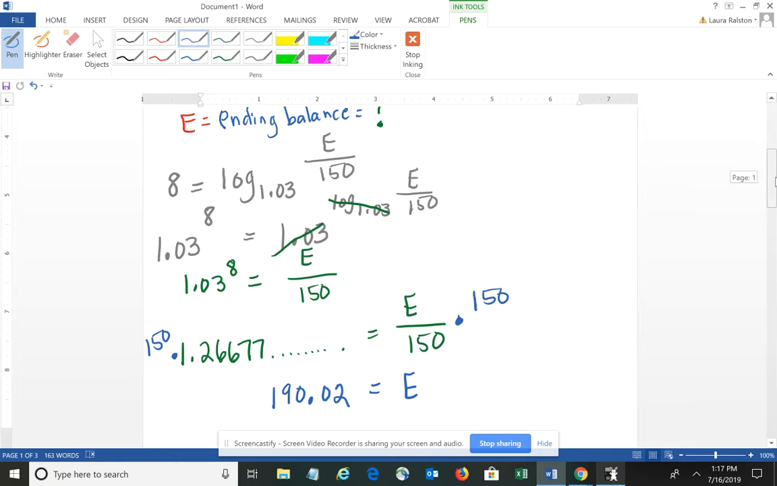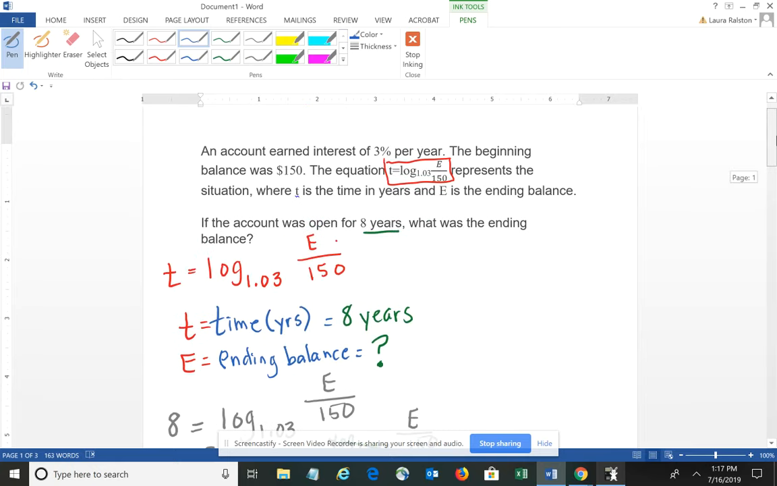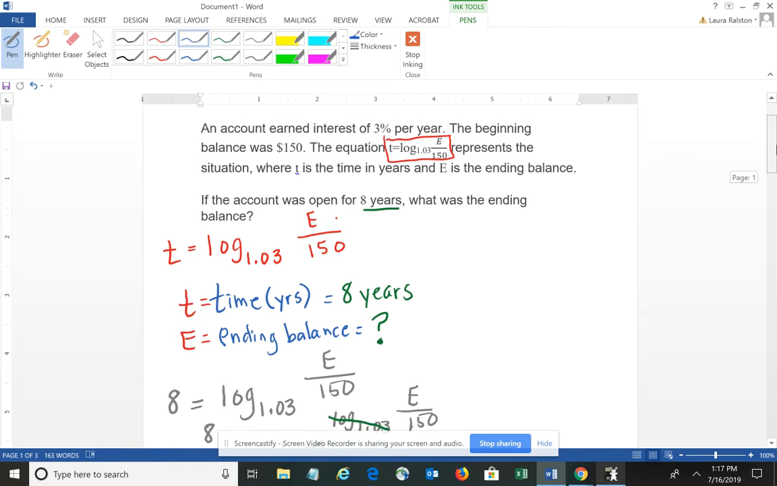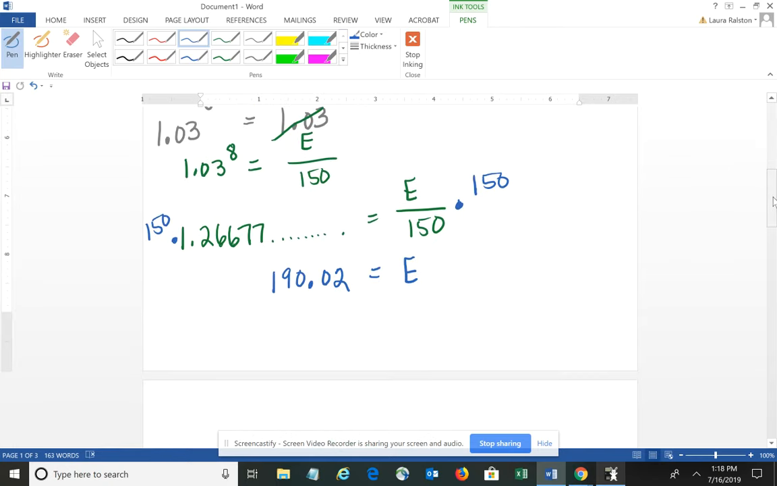Now, let me go back up here and make sure I follow the instructions. It says, what was the ending balance? It doesn't indicate if it wants me to round to the nearest dollar or to the nearest cent. So you'd have to pay attention to the instructions. But ultimately, to the nearest cent you should have $190.02. If you go to the closest whole dollar amount, it would be $190.